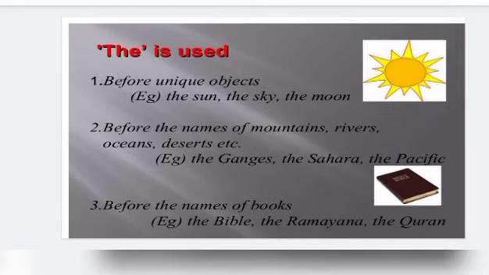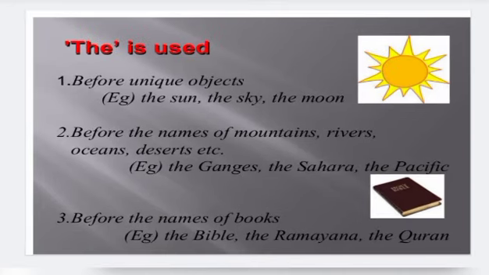The is used before the names of mountains, rivers, oceans, deserts, etc. For example, the Ganges, the Sahara and the Pacific.